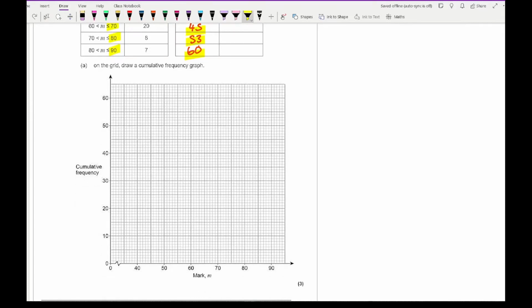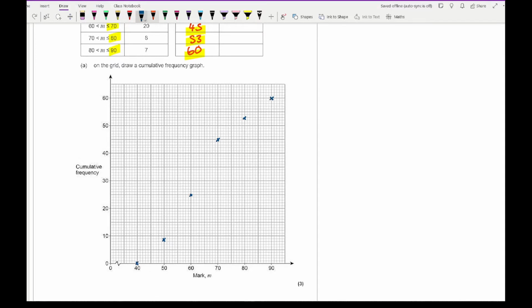There we go. So looking at these values, I've got a plot at 50, it's at 9. So again, just trying to be as accurate as you can. And then at 60, it is at 25. At 70, it is at 45, which is going to be there. And at 80, it's at 53, and at 90 it is at 60, which is there. And again 40 is at 0.